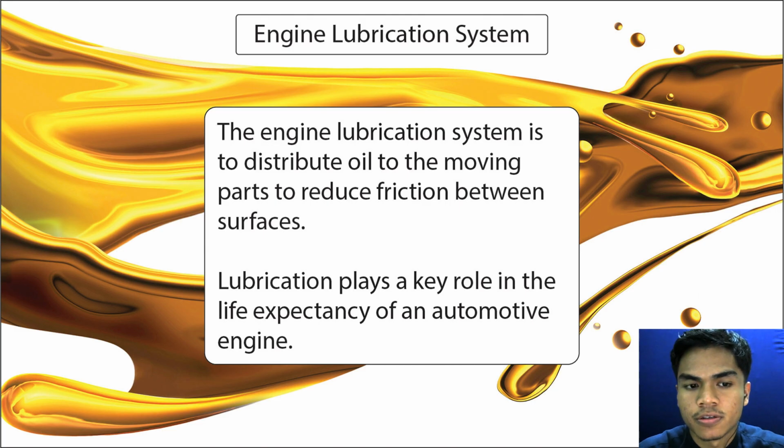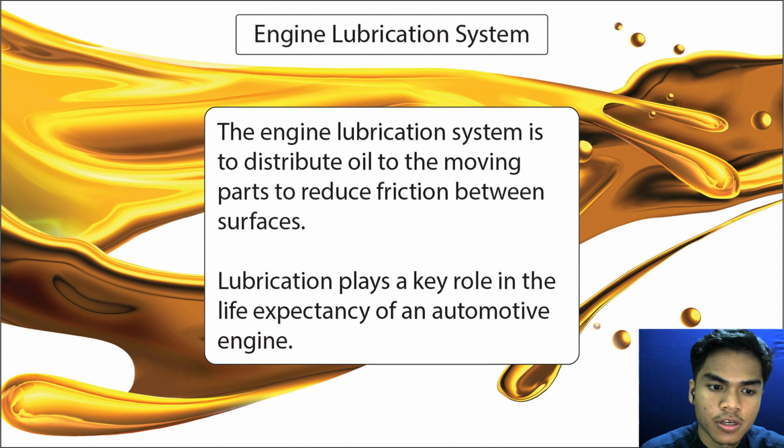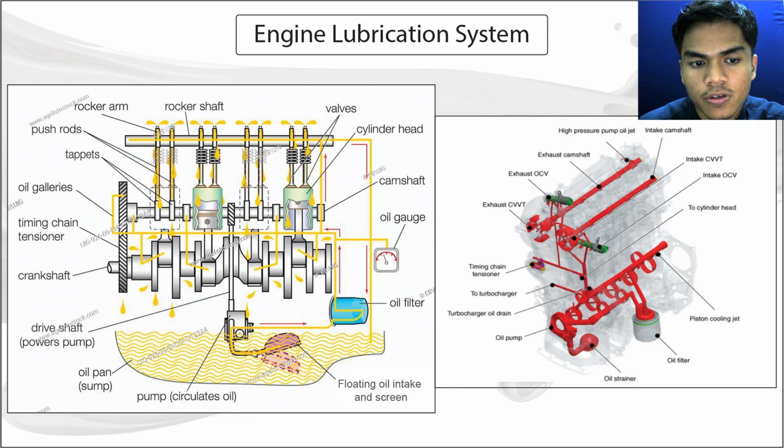Engine lubrication system. The engine lubrication system distributes oil to the moving parts to reduce friction between surfaces. Lubrication plays a key role in the life expectancy of an automotive engine. This diagram shows the components of an engine that contribute to the lubrication system.